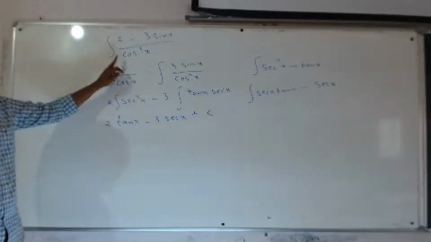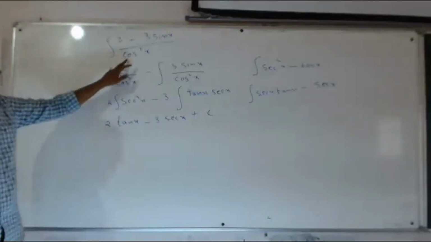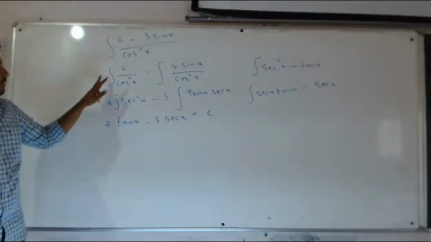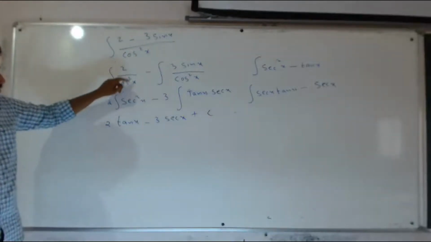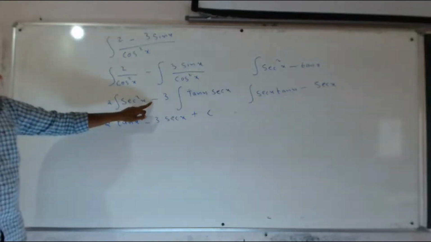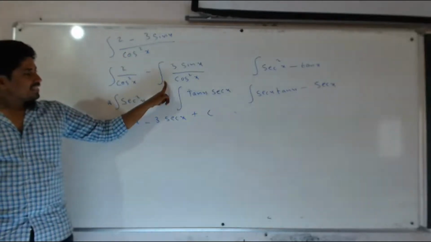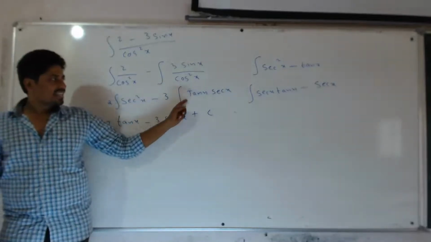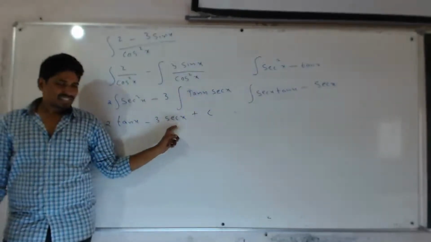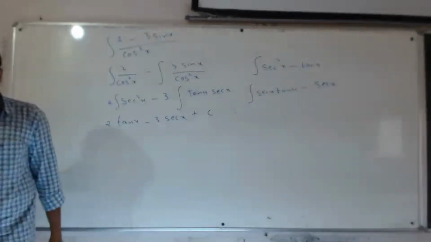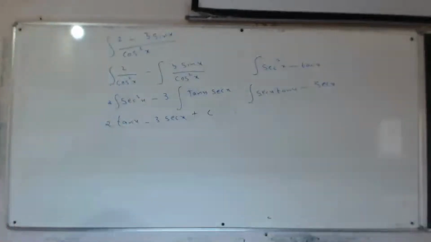See the steps here. Cos square will come under this term and this term. 2 came outside. 1 by cos is sec. 3 came outside. Here there will be 2 cos. Integral of sec x tan x is sec x.